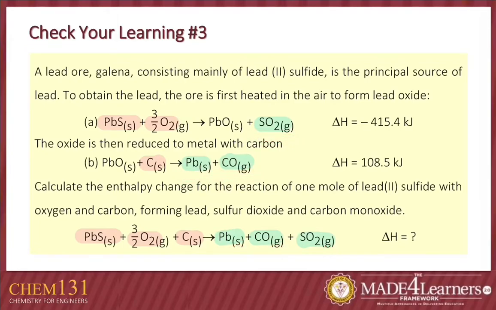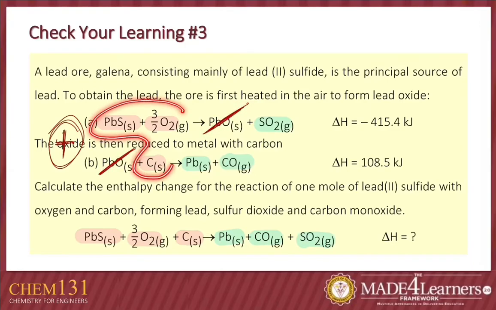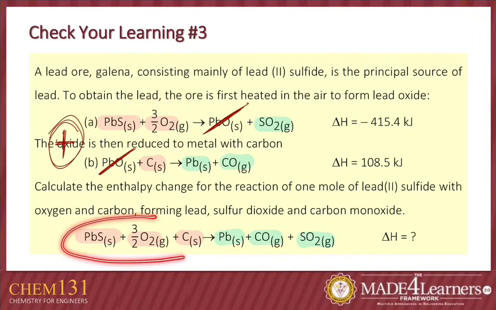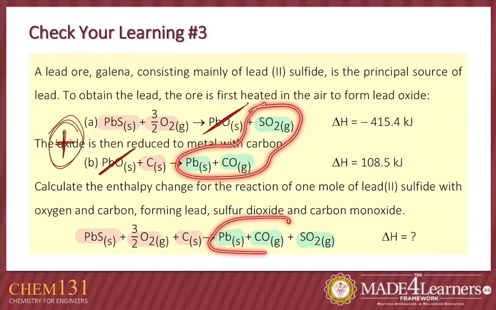So what are we going to do? We will just add the two directly. And upon adding the two, we just add them straight. When we add the two equations, since the positioning is the same, the only thing that cancels is the lead oxide. And when you cancel lead oxide, everything on the reactant side stays as is, and everything on the products side stays as is.